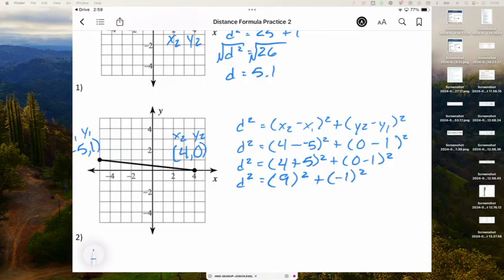Negative 1 to the power of 2. So d squared is equal to 81 plus 1. D squared is equal to 82. I think we had this one on the last worksheet. Okay, it don't matter. Square root of 82 is 9.1.